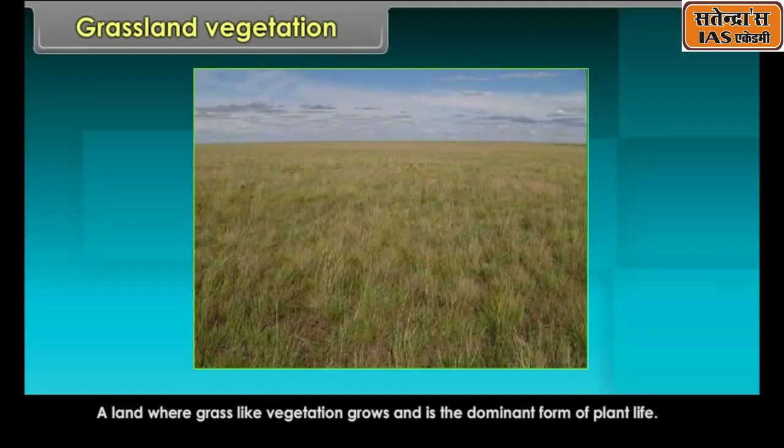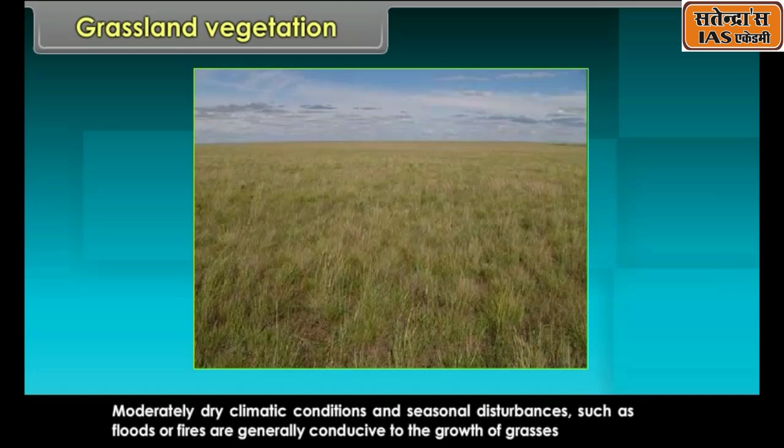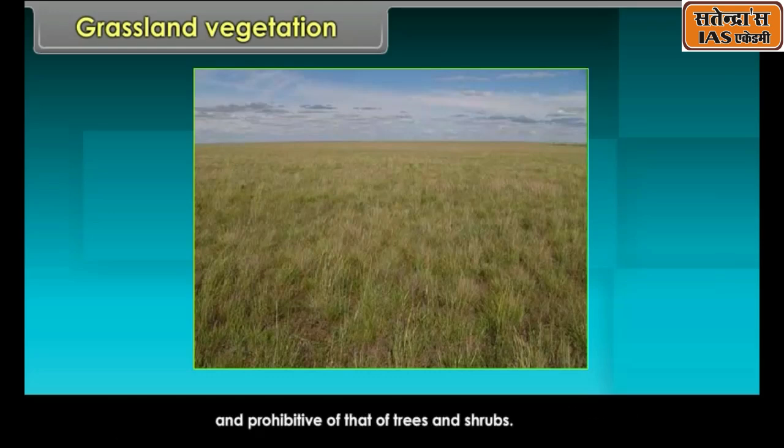Grassland vegetation. A land where grass-like vegetation grows and is the dominant form of plant life. Moderately dry climatic conditions and seasonal disturbances such as floods or fires are generally conducive to the growth of grasses and prohibitive of that of trees and shrubs.